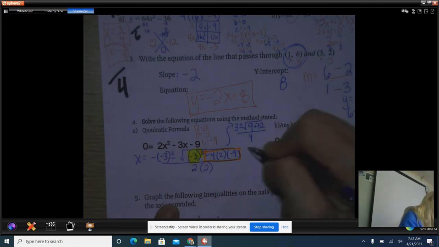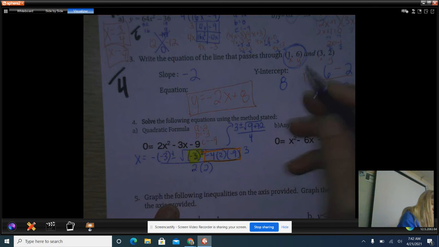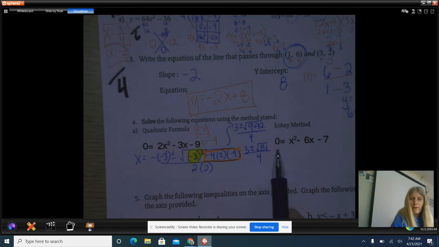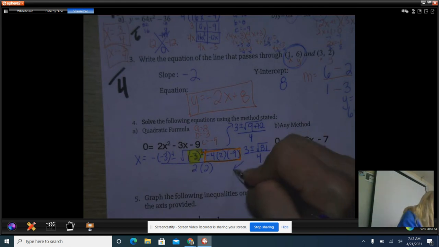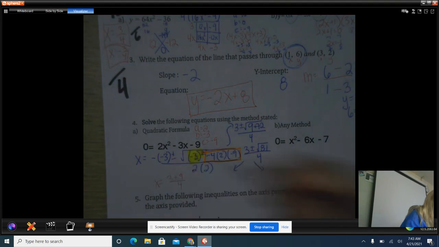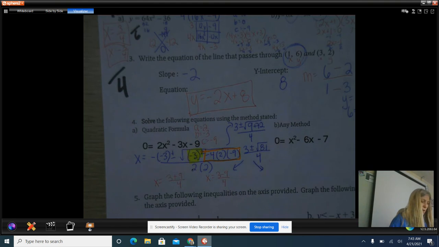Okay, we're going to continue solving that inside. 3 plus or minus the square root of 81, all divided by 4. Now the square root of 81 is 9, so we're going to split this into 2 problems. We have 3 plus 9, all divided by 4 for our first root, and we have 3 minus 9, all divided by 4 for our second root.